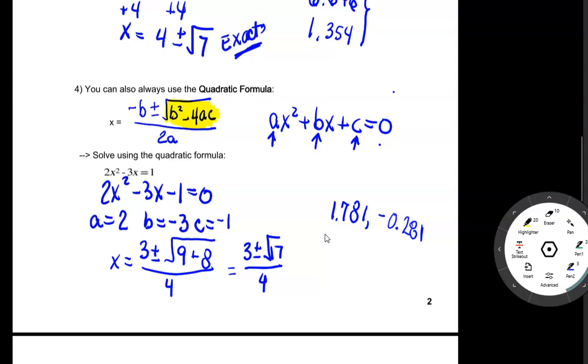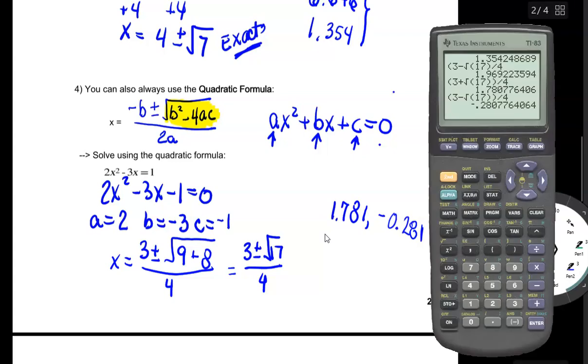And then just to add the other side, if you're asked to write the decimal equivalent or the approximate using rounding, I just wrote the answers there, 1.781 and negative 0.281. Remember, there's 2 answers, one with the plus square root of 17 and one with the minus. So you can plug that into your calculator and check. I'm just going to pull up my calculator screen and show you that.